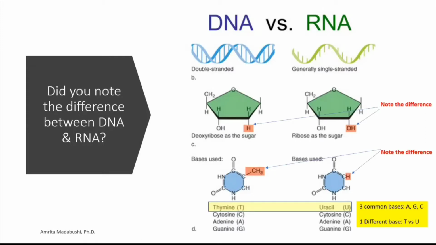RNA is single-stranded. DNA has deoxyribose as the sugar, whereas RNA has ribose as the sugar, which is the difference between the OH and the H right here. The bases used, starting from the bottom, are G, A, C, and then T for DNA, and for RNA it is G, A, C, and U. So these are the 3 common bases, and this is one different base. This is a really important slide. If you have any questions, you can ask me, or you can just put it on the chat. I think this is clear.